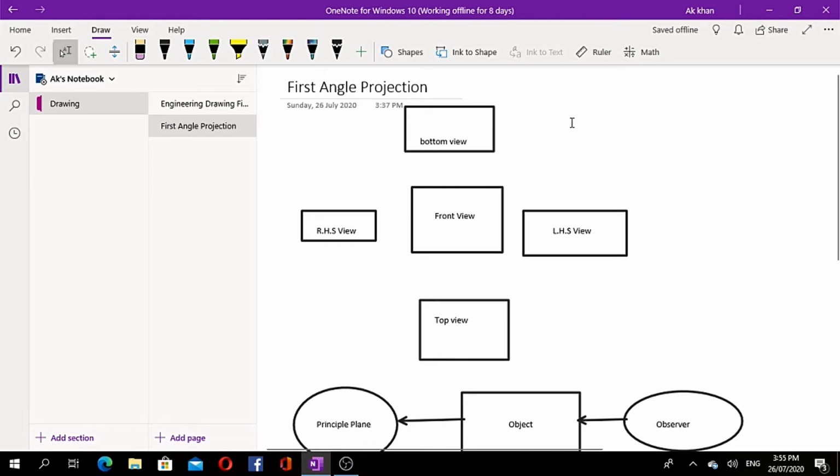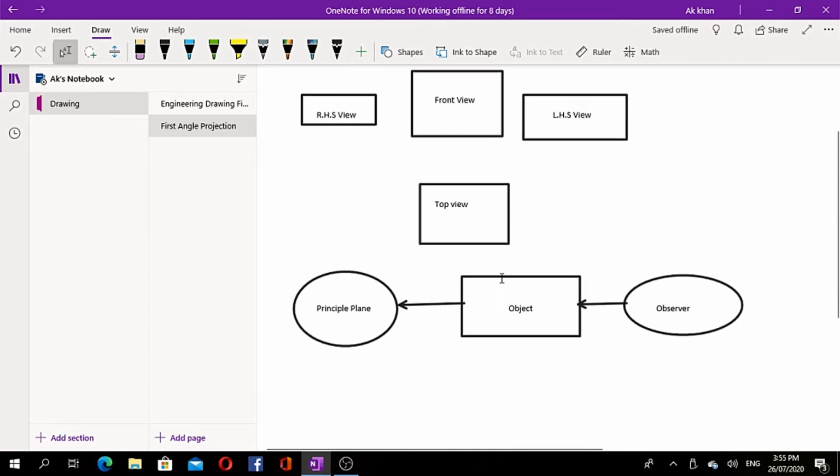In the projection system, there are three principal important elements, that is object, plane of projection, and an observer. There are 6 views of every object in case of the drawing. Firstly, I am explaining the first angle projection method. In first angle projection, an object is placed between the observer and the principal plane. That's the object, that's the observer, and that's the principal plane.